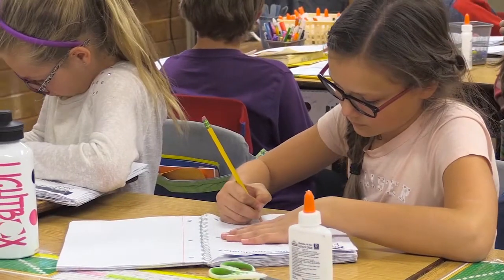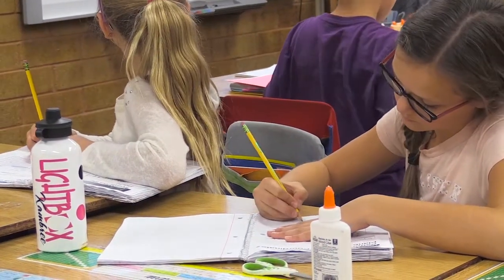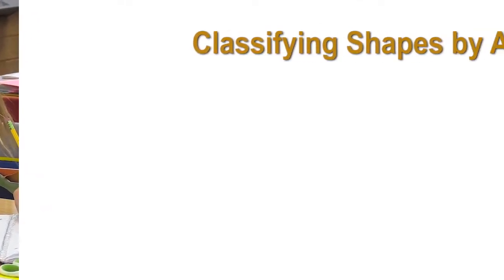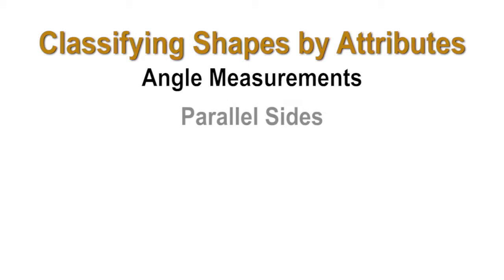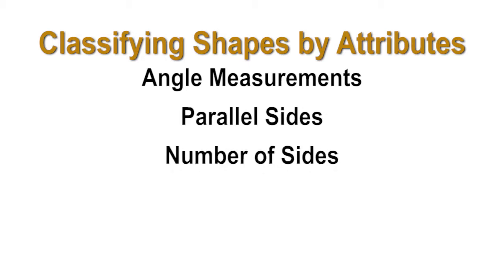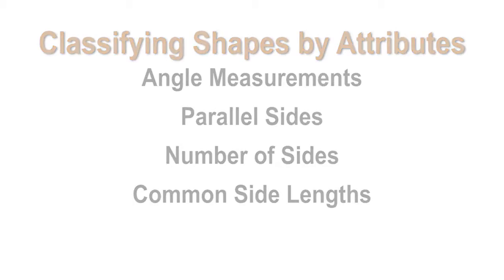Students have learned about the attributes to a variety of shapes, as well as how to measure angles. Some common attributes used to classify shapes are angle measurements, the presence of parallel sides, the number of sides, common side lengths, and more. Let's look at today's task.